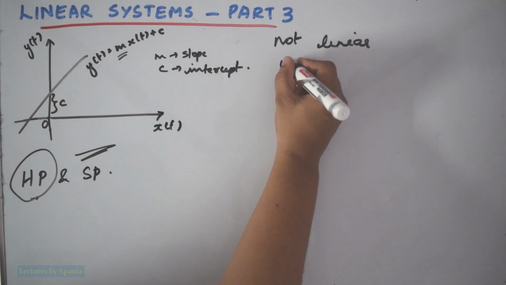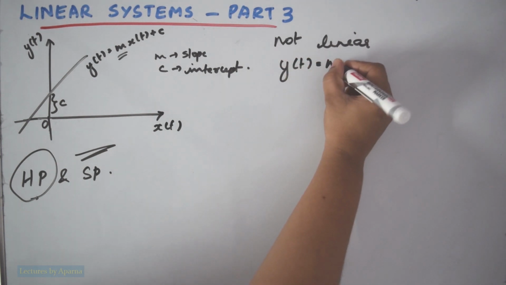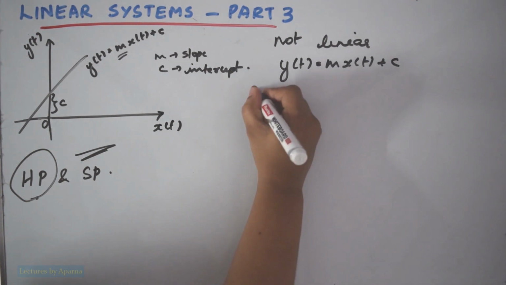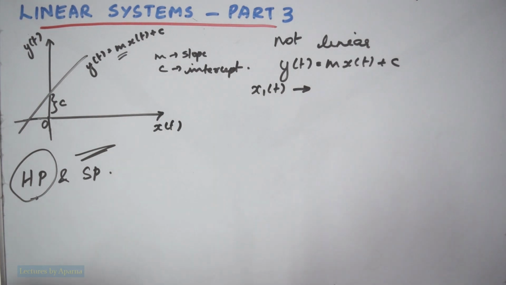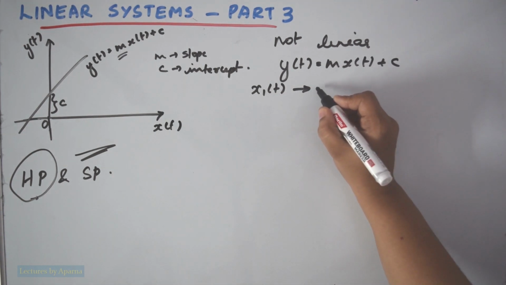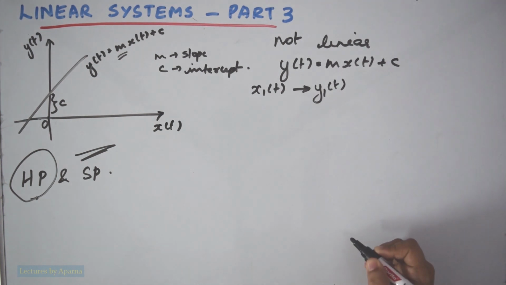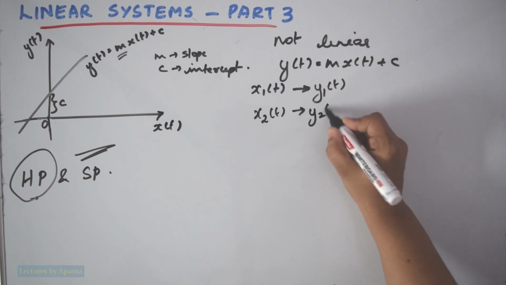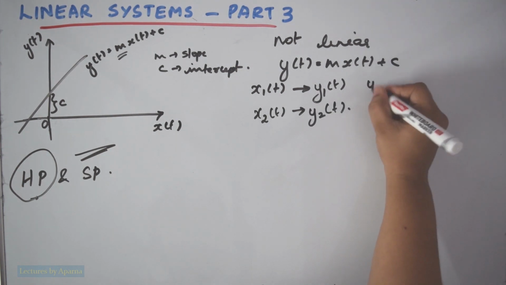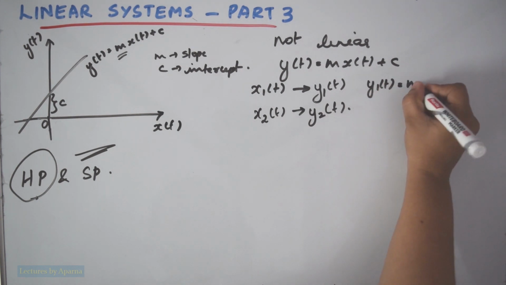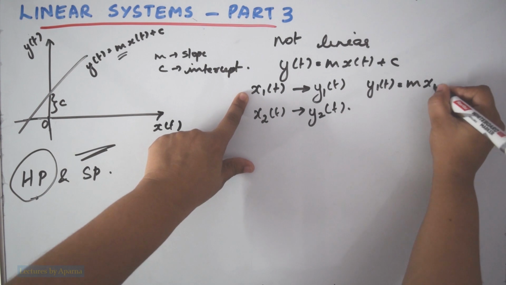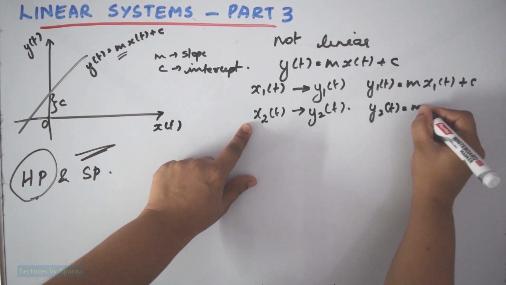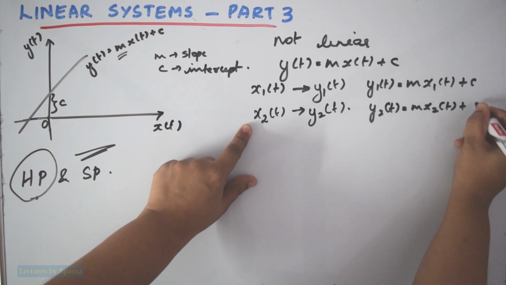So given y of t is equal to m x of t plus c. When an input x1 of t is given to the system, let the corresponding output be y1 of t. And when an input x2 of t is given to the system, let the output be y2 of t. So the equation for y1 of t will be equal to m, the input is x1 of t, so m x1 of t plus c, and y2 of t is equal to m x2 of t plus c.